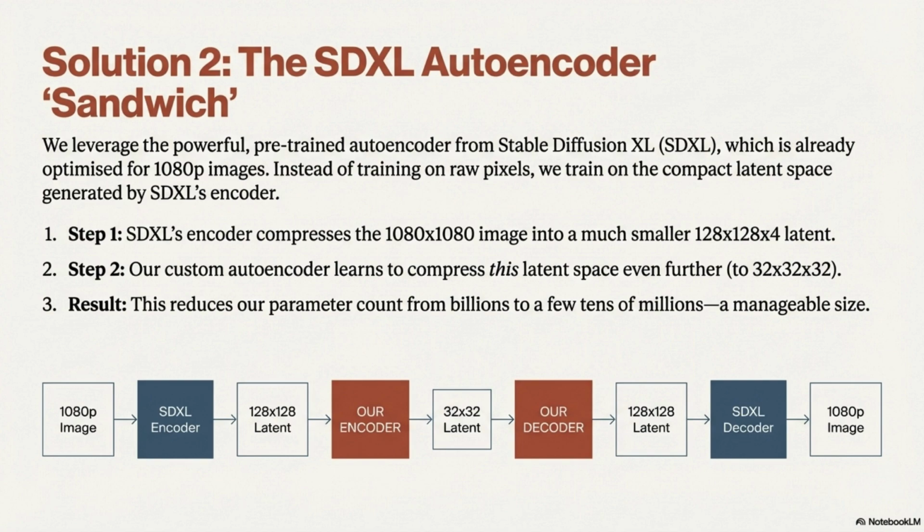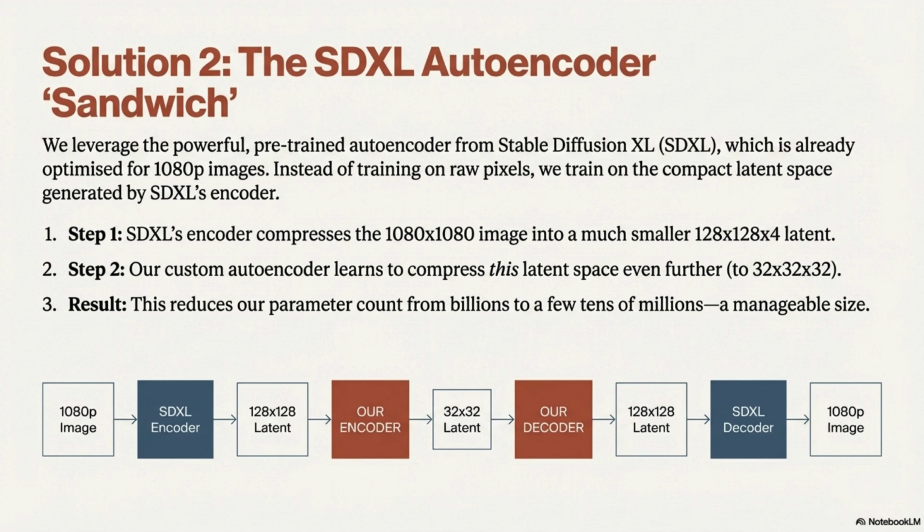Then the process reverses. Their decoder brings it back to 128 by 128, and the outer SDXL layer blows it back up to the final 1080p image. That is incredibly clever. What did that do to the parameter count? It was a game changer. Took the trainable parameters from that 4 billion estimate down to just a few tens of millions. Suddenly the whole project was actually possible.